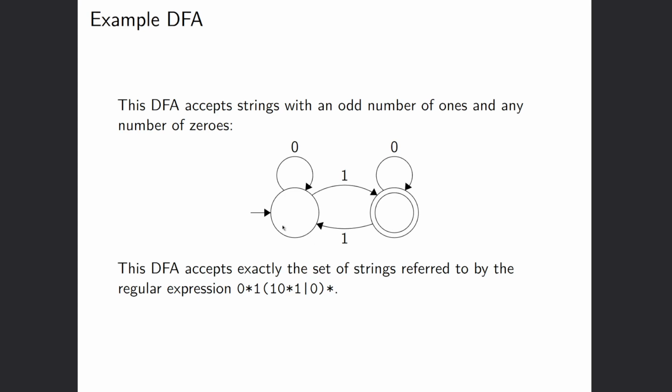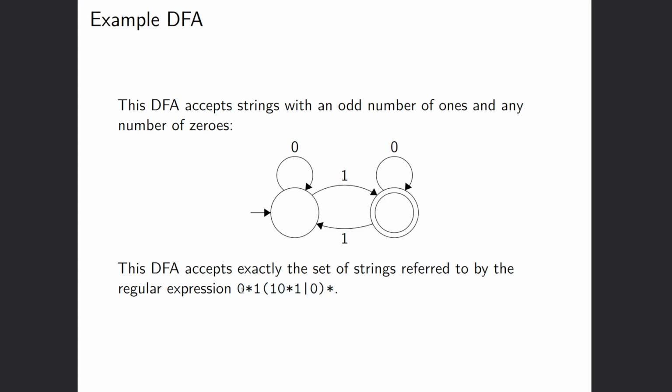If we see another 1, so an even number of 1s, we come back here. So with an even number of 1s, we stay here, and with an odd number of 1s, we are in the accept state, which means that strings with an odd number of 1s and any number of 0s will be accepted by this DFA. So this is the regular expression for that.